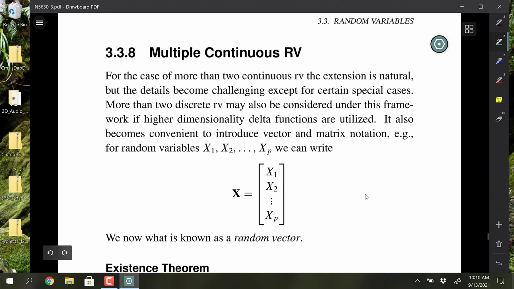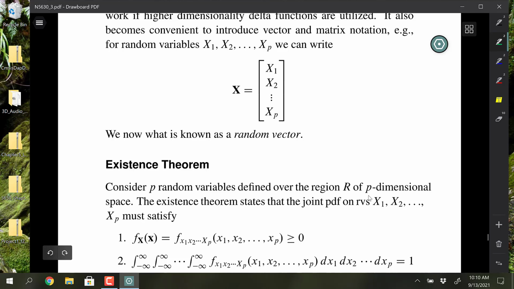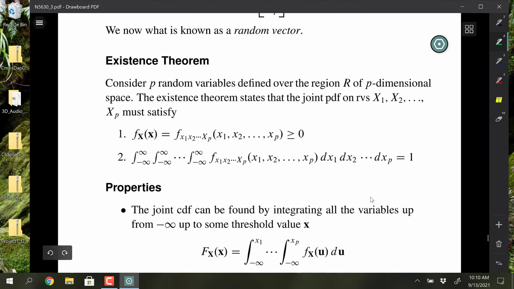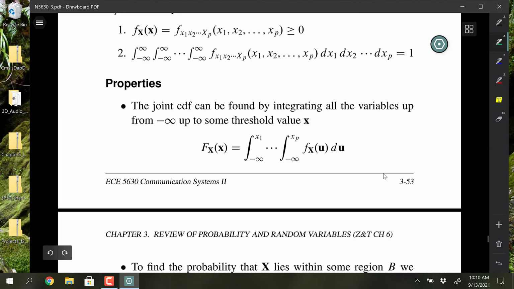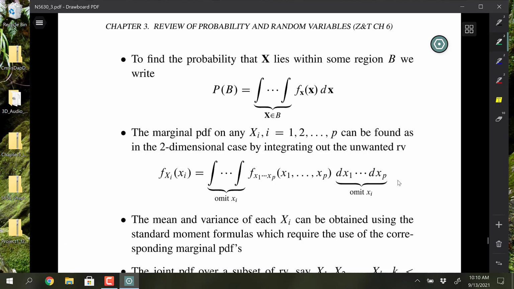A little bit on n-dimensional random vectors. So this is just an extension from 2 up to n, and so we can define it as a random vector, usually as a column vector. The existence theorem is the same. It's any non-negative function of, in this case, p random variables, as long as its p-dimensional volume is 1, is a valid PDF. You can find the joint CDFs by going through the p-fold integration. You can find the probability by integrating over p dimensions.